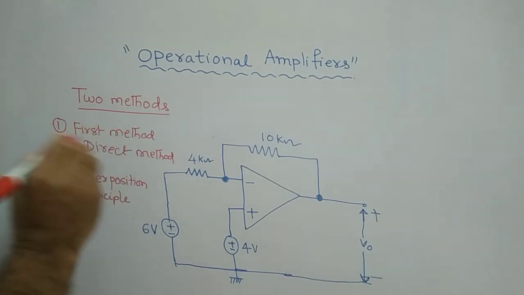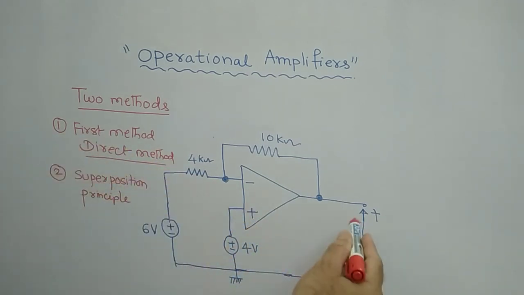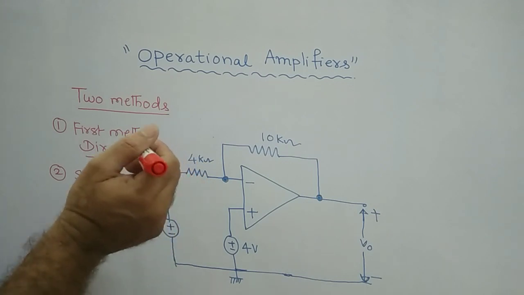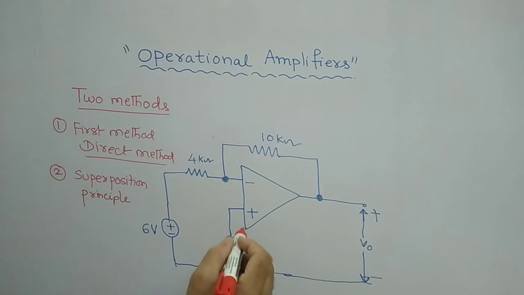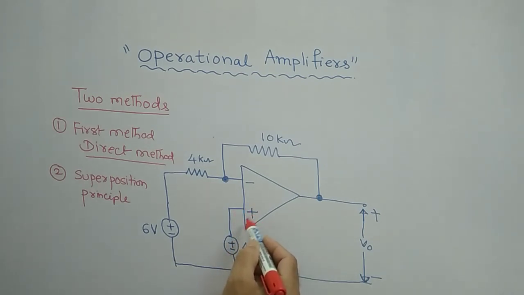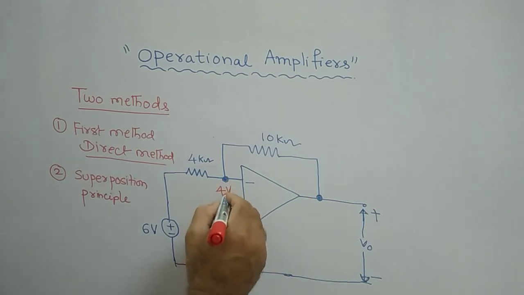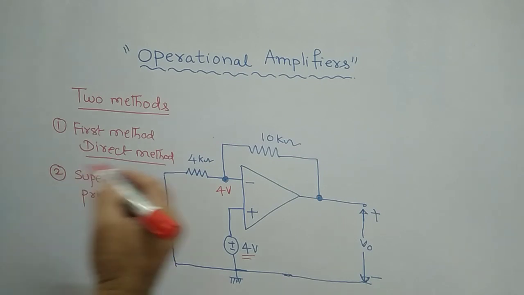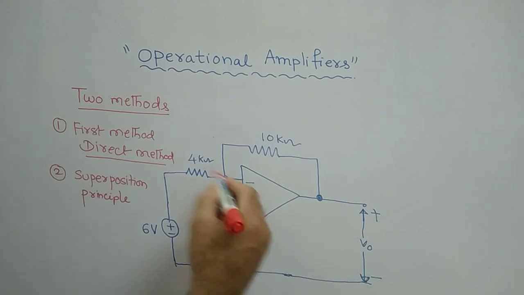First we see the direct method. By using the direct method, we can directly solve for the value of V naught. In method 1, at the plus terminal, what is the voltage connected? 4 volts. Whatever voltage is applied at the plus terminal, the same voltage of 4 volts appears at the minus terminal also, according to the virtual ground concept.